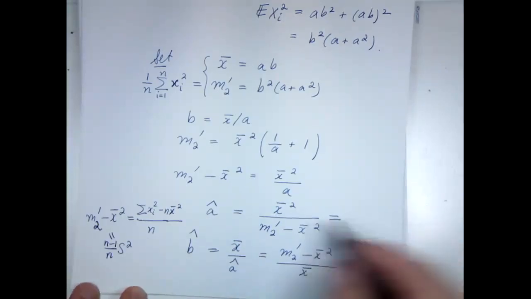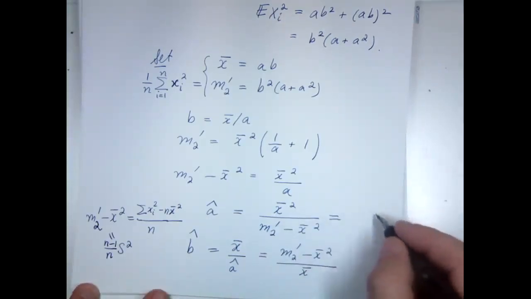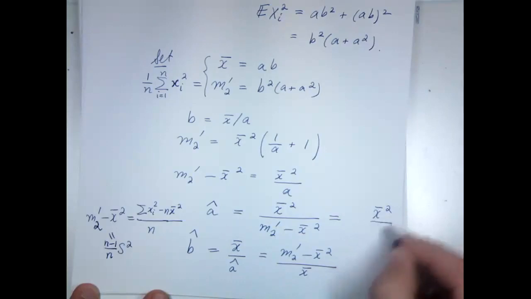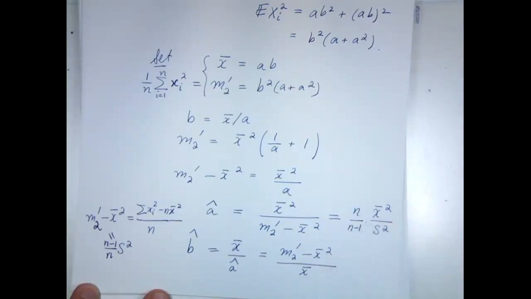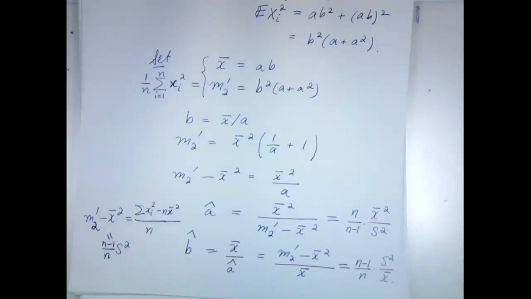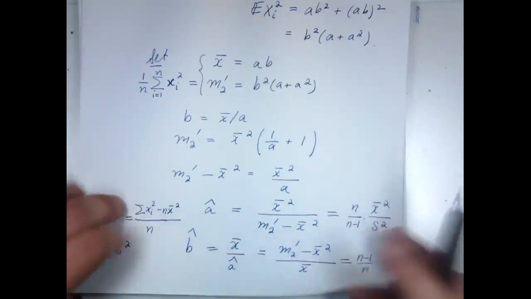So I could write this the following way: x bar squared divided by s squared, except it's actually n minus 1 over n times s squared, so put that factor out as well. And similarly, I could also do the same thing here, with n minus 1 over n times s squared. So all of those things are the same. That's one way of comparison.